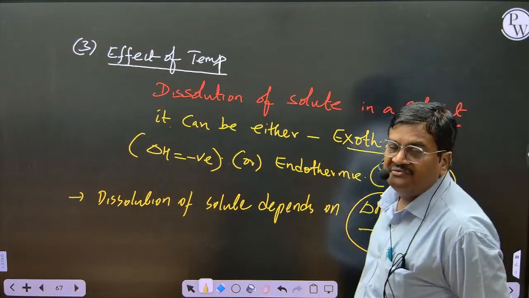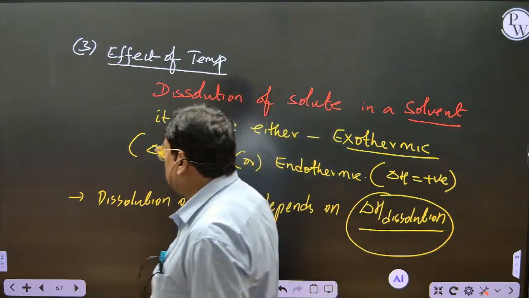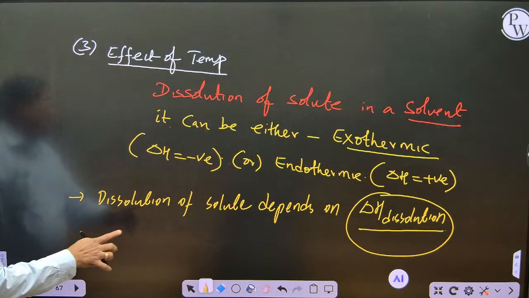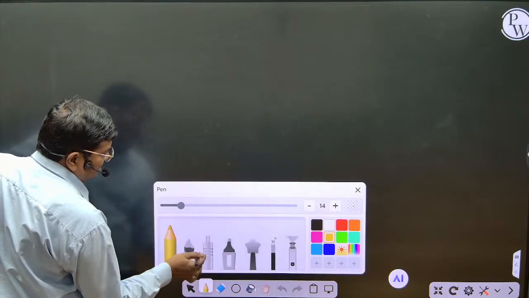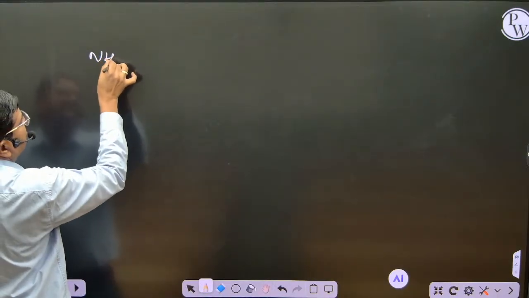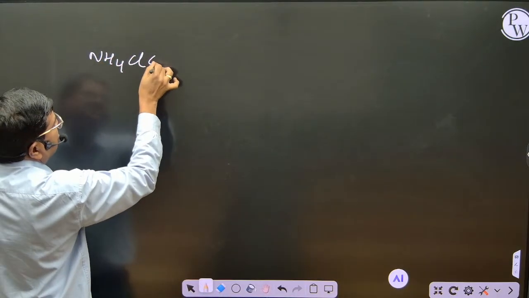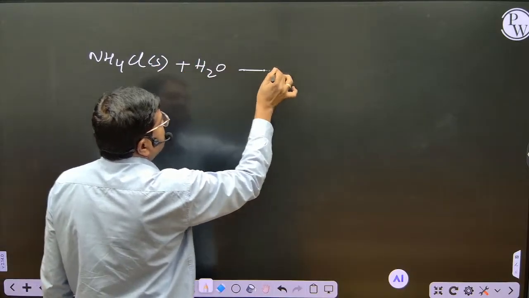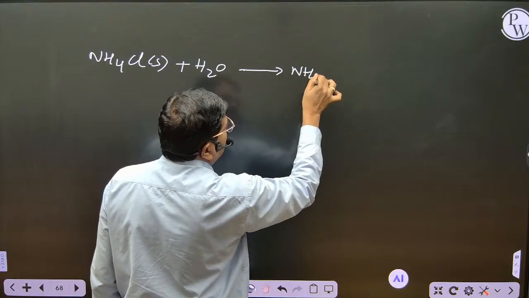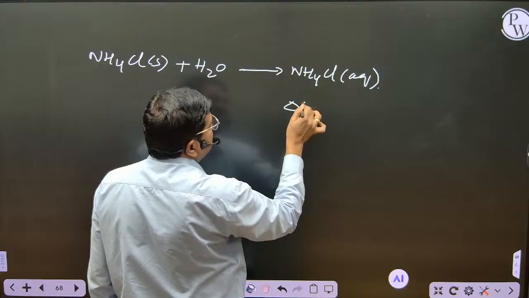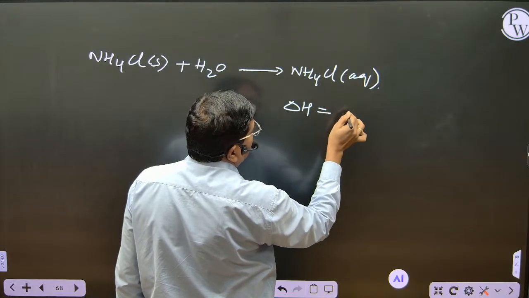Are you following, all of you? So here write, make a note, next point. Copy this, all of you. Now see, let us take ammonium chloride. What is the formula of ammonium chloride? NH4Cl. It is physically solid, and we are placing it in water. Then it forms NH4Cl aqueous, and this dissolution is endothermic.